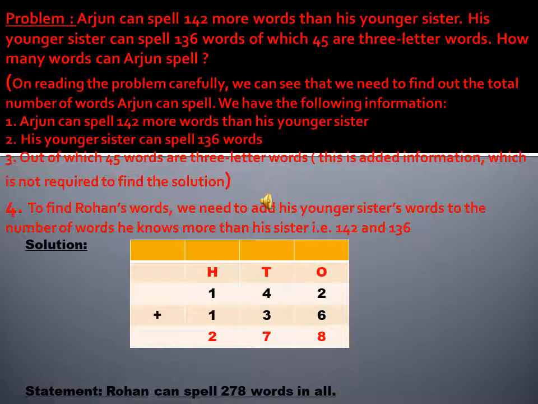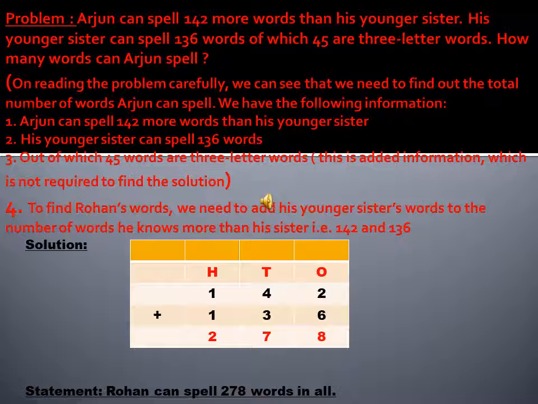Now let us take another problem like that where we have some extra added information which is not used. This problem: Arjun can spell 142 more words than his younger sister. His younger sister can spell 136 words, of which 45 are 3-letter words. How many words can Arjun spell?